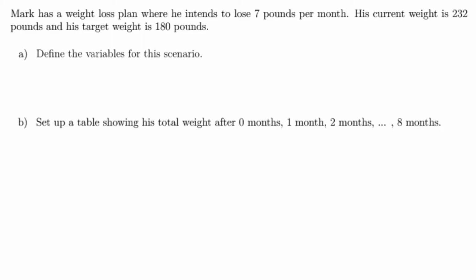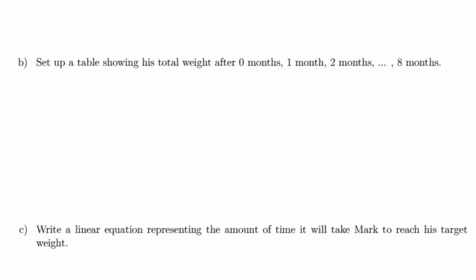To get to the point where we can write a linear equation modeling this, we'll go through a couple steps. First, we'll make sure and define the variables, including their units, for this scenario. Then we'll set up a table showing Mark's total weight after 0 months, 1 month, 2 months, all the way up through 8 months. This will help us see where our equation is going to come from. And finally, as part 3, we'll write a linear equation representing the amount of time it will take Mark to reach his target weight.